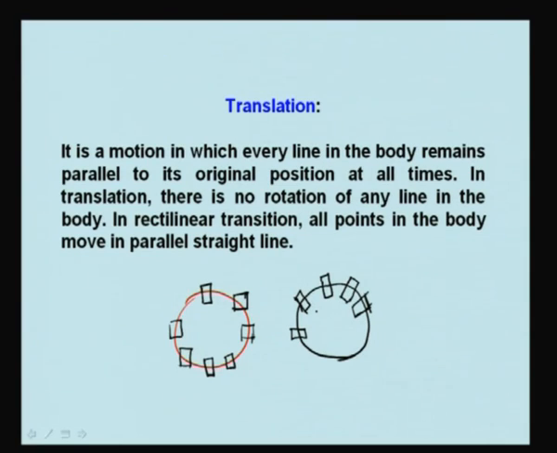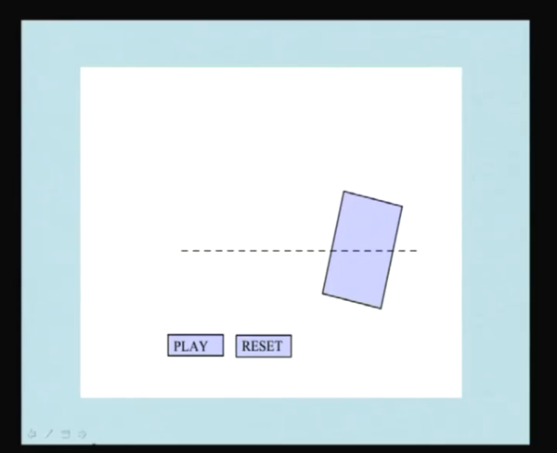So, in rectilinear translation, all points in the body move in parallel straight lines. Now, see this animation here, the body is moving in parallel straight lines. See this again. Now, if we know the velocity of any one point on the body, we have known the velocity of the whole body, because all the particles are moving in the same way. So the velocity of all the particles is the same in direction as well as magnitude in this case.